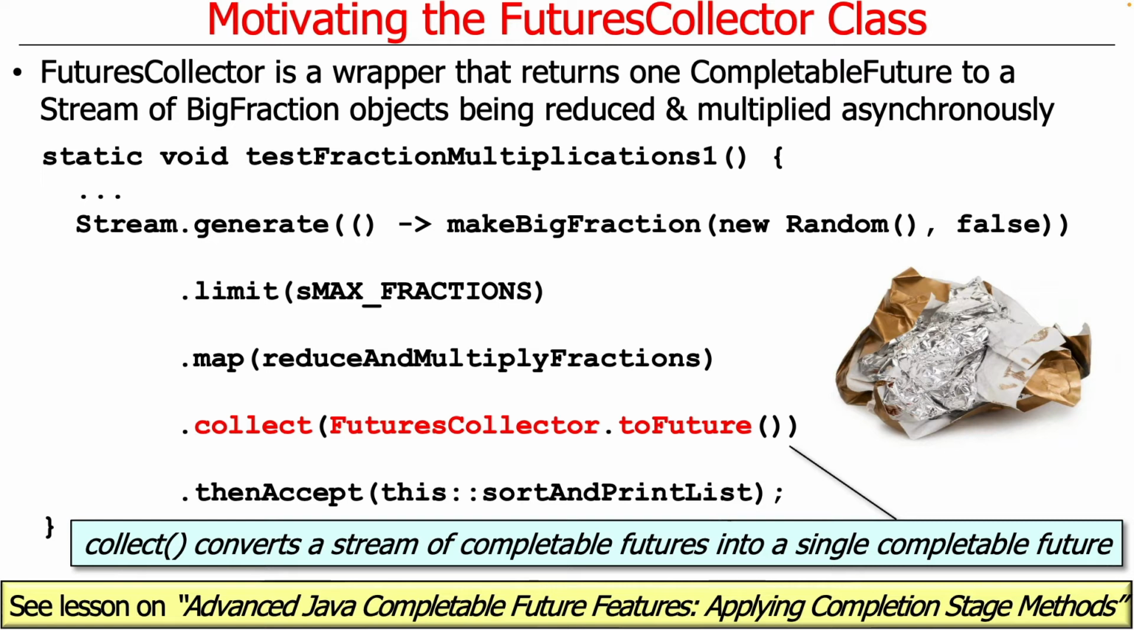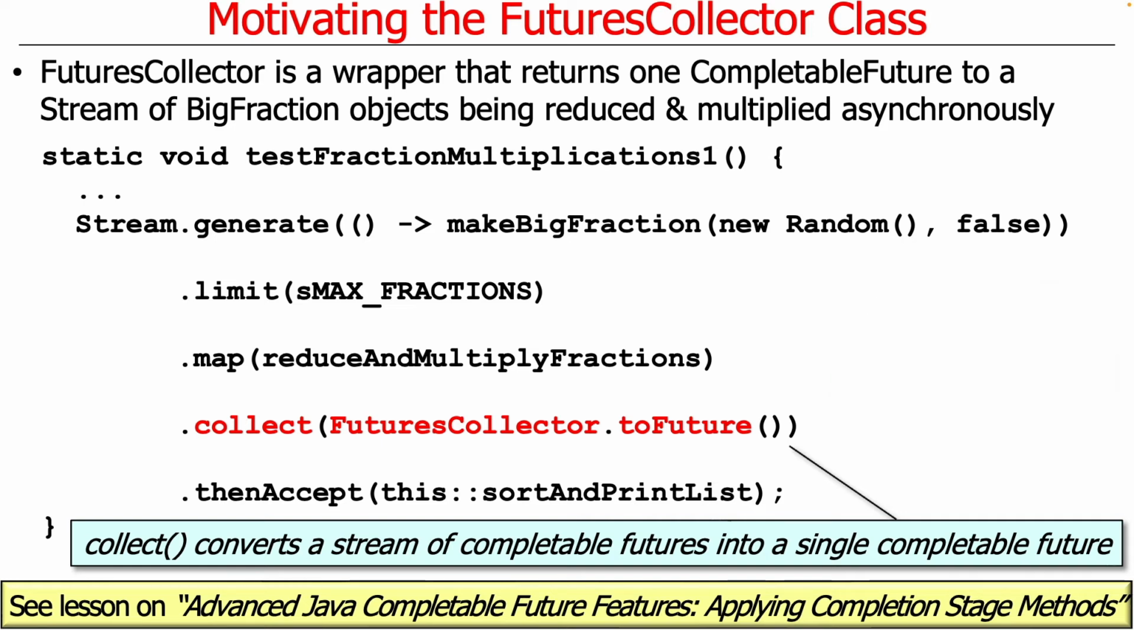So here's how we use it in the context of our case study in the EX8 project, in my Java 8 folder, in my LiveLessons GitHub repository. You can see here that we have this call to a factory method called toFuture that returns a collector that will collect the completable futures in the stream and then return a completable future, the one and only completable future, that will be triggered when everything else finishes.